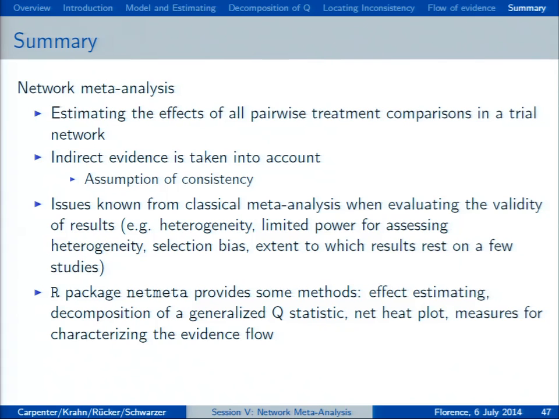So our package, netmeta, provides the methods for estimating treatment effects, but further methods for diagnostics are also implemented: the decomposition of the generalized Q statistic, the net heat plot for locating inconsistencies and possible drivers for these inconsistencies, and measures for characterizing the evidence flow.